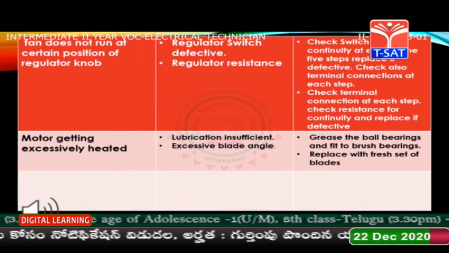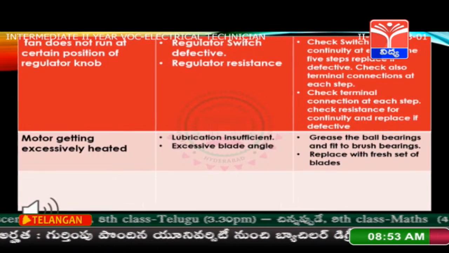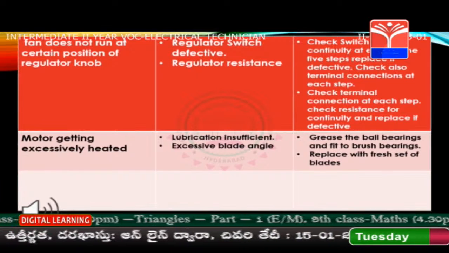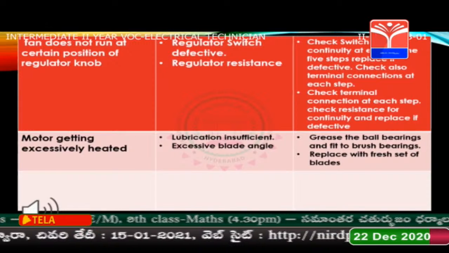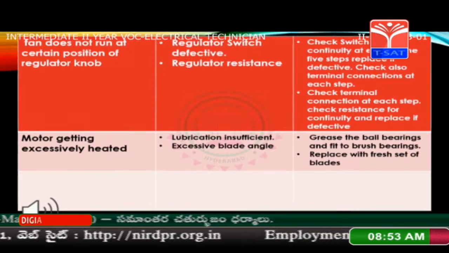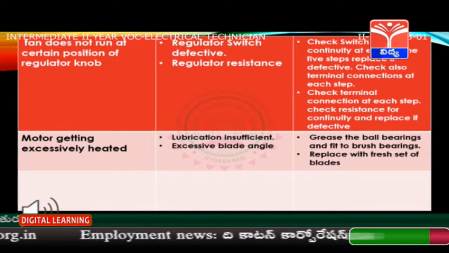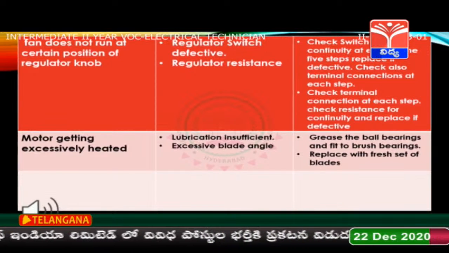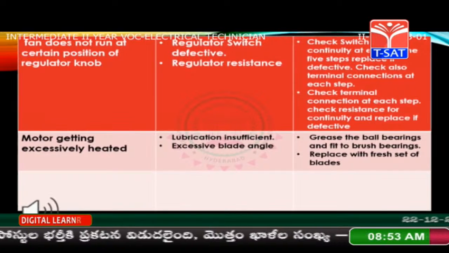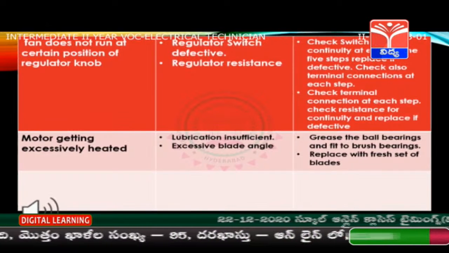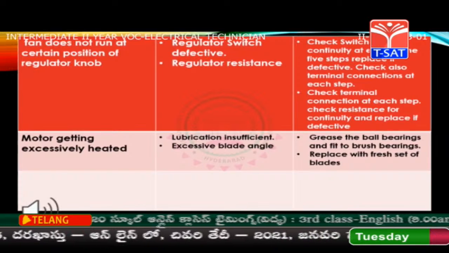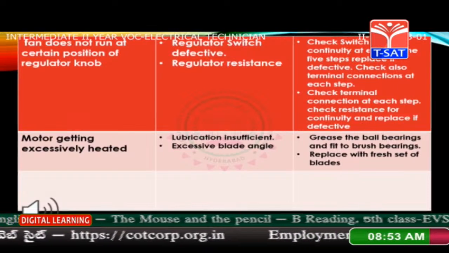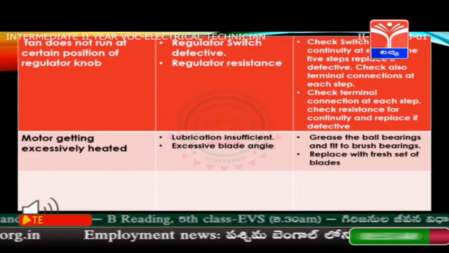Next, spindle jam. Remedy, dismantle the motor, clean and lubricate motor and bush bearings, and reassemble. Reason, winding defective. Check both main and auxiliary windings and their continuity. If any problem, find the winding fault, whether the winding is melted or defective.